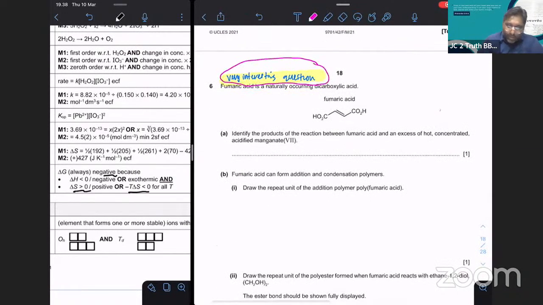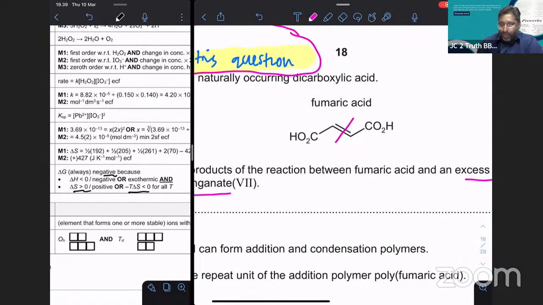Now, this is a very interesting question. Fumaric acid is a naturally occurring dicarboxylic acid. So they ask you to find out the product between fumaric acid and excess hot concentrated acidified manganate. Now, whenever you have C double bond C, they will undergo oxidation. We learned this under alkene. So what happens? They will undergo oxidation, and depending on what you have.